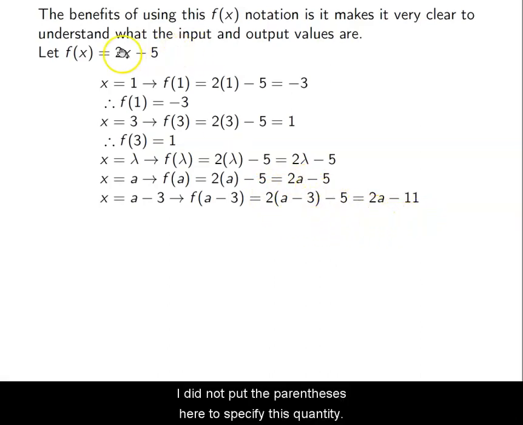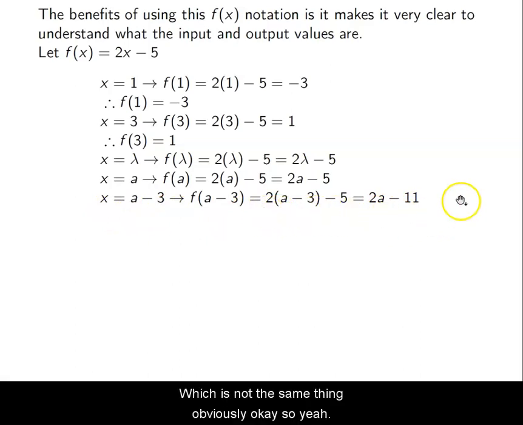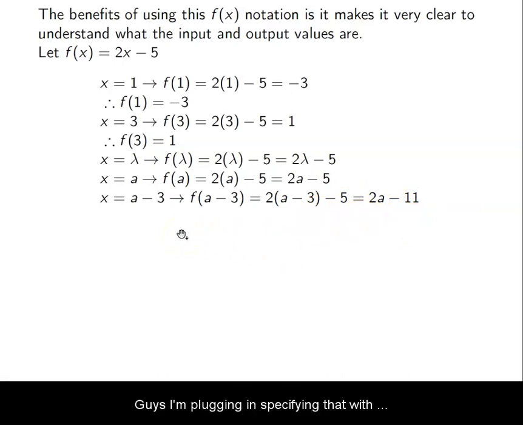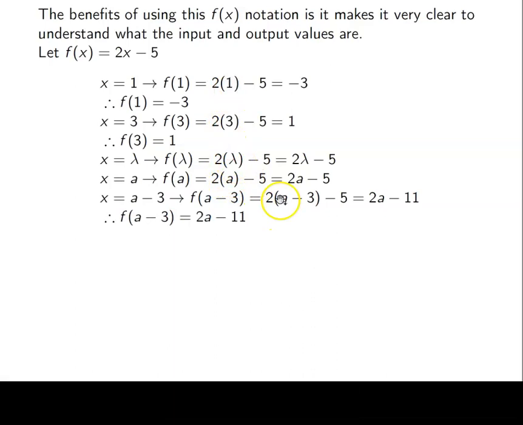If I did not put the parentheses here to specify this quantity, I would end up with 2a minus 8 instead, which is not the same thing, obviously. So again, the values I'm plugging in, I'm specifying that with parentheses because that's the quantity that is being plugged in to my function. So f of a minus 3 is 2a minus 11.